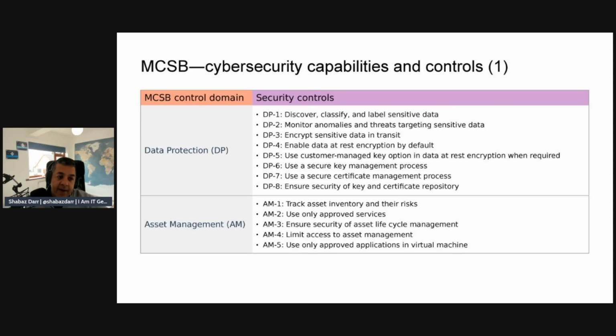So let's talk a little bit about the cybersecurity capabilities and controls. This is part 1 of that. We have the control on the left-hand side there, so data protection. And this is very similar to what we saw in the last demo. So we've got DP1 to 8. DP1 is to discover, classify, and label sensitive data. These are all around data protection, so monitoring anomalies, encrypting sensitive data, enabling data at rest encryption, using customer managed keys, using secure key management, secure certificate management, and ensuring a secure key and certificate repository.